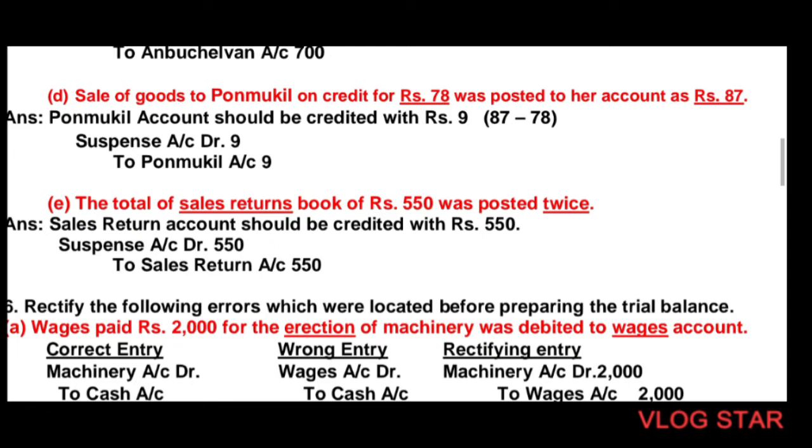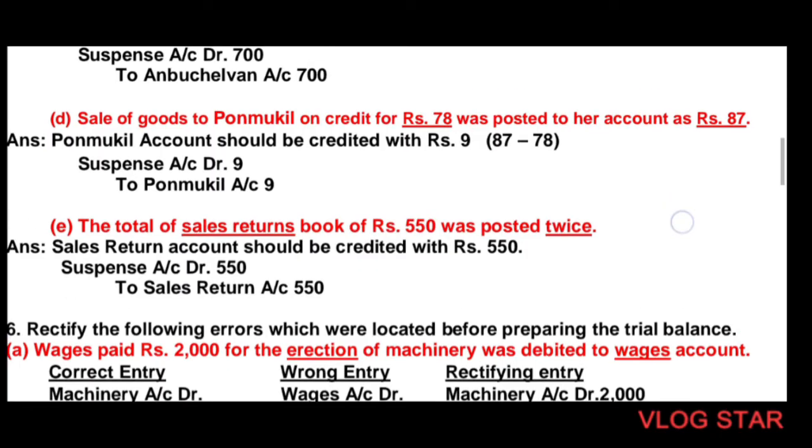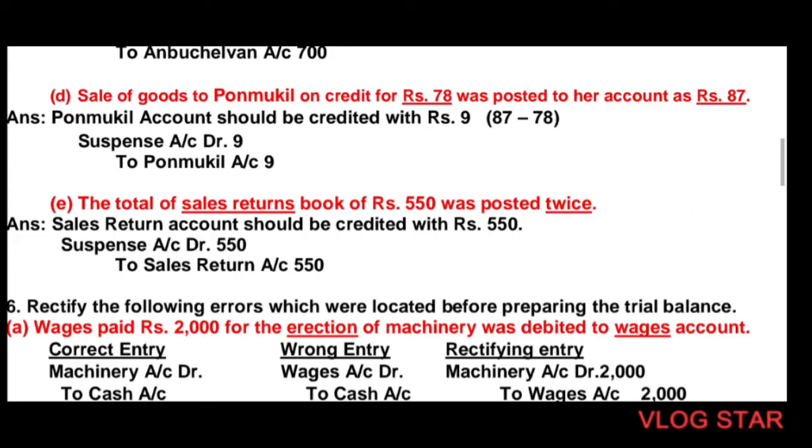So excess means what we have to write? We have to do opposite. Instead of 78, it has been written 87. So normally what is the answer for sale of goods to Ponmukil? What is the original entry? Ponmukil to sales. But because of the excess amount, we return 9 rupees. We have to correct it. So we have to write on the credit side. Opposite. Excess means opposite. Ponmukil account should be credited with rupees 9.